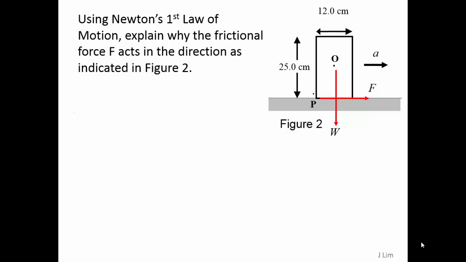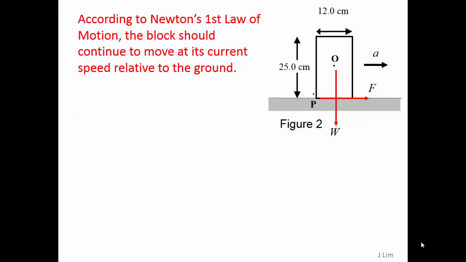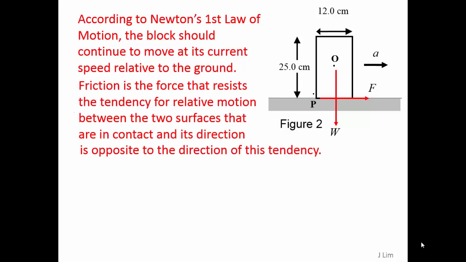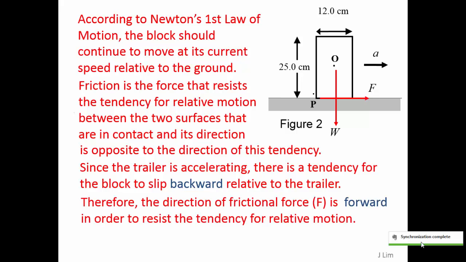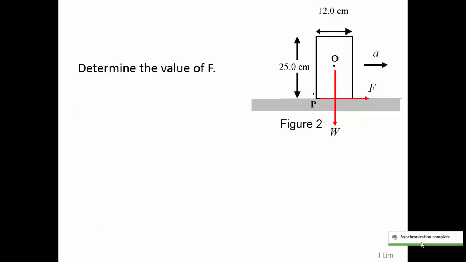Using Newton's first law of motion, explain why the frictional force acts in the direction as indicated in figure 2. According to Newton's first law of motion, the block should continue to move at its current speed relative to the ground. Friction is the force that resists the tendency for relative motion between the two surfaces that are in contact, and its direction is opposite to the direction of this tendency. Since the trailer is accelerating, there is a tendency for the block to slip backward relative to the trailer. Therefore, the direction of frictional force is forward in order to resist the tendency for relative motion.